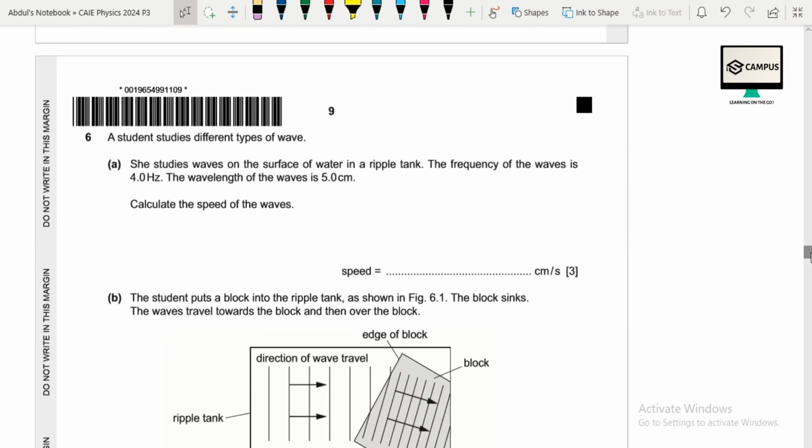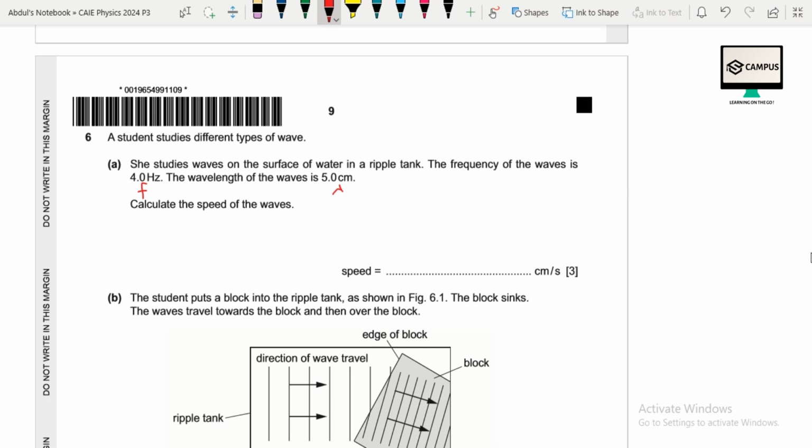Moving on to question number 6. A student studies different types of waves, and she studies waves on the surface of water in a ripple tank. The frequency of the waves is 4 hertz, and the wavelength is 5 centimeters. Calculate the speed of the waves.